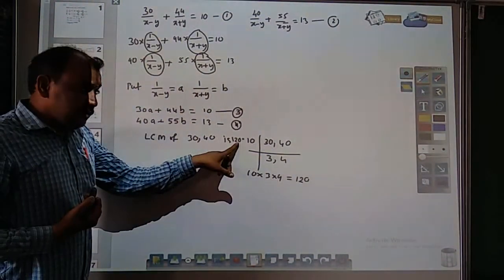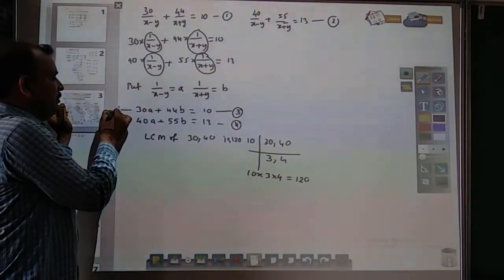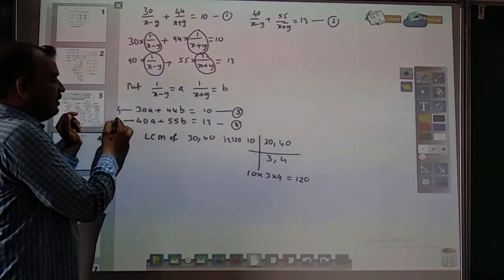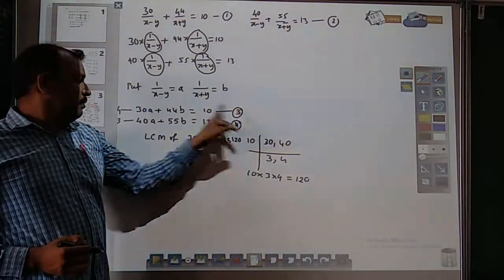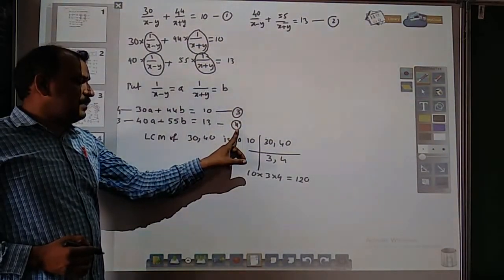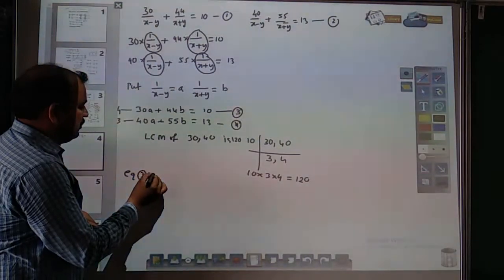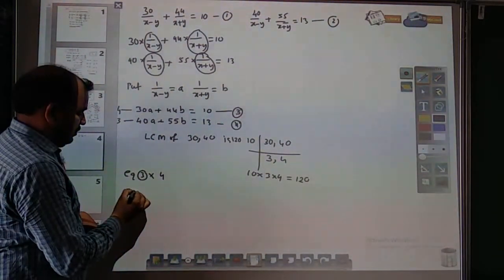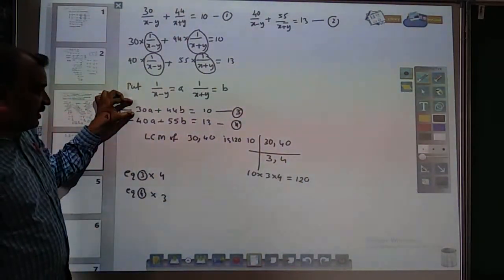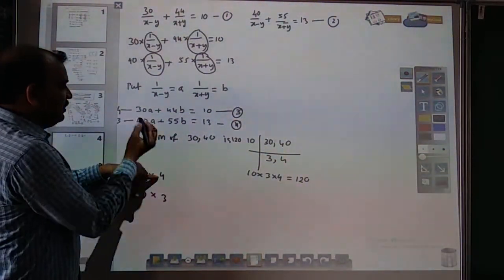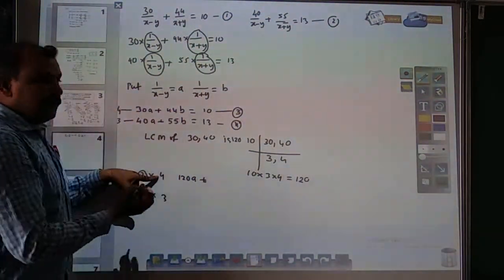30 changes into 120 means 30 should be multiplied with 4. 40 should be multiplied with 3. It means throughout this equation multiply with 4, and throughout this equation multiply with 3. Equation 3 into 4. Equation 4 into 3.